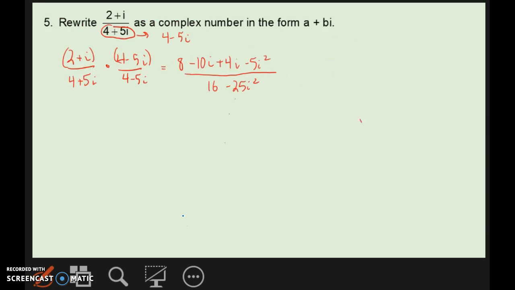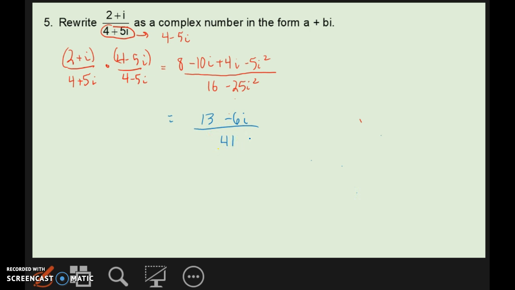The next thing I want to do is combine some like terms and see if I can simplify. So I know the i's together, -10 plus 4 is going to give me -6i. I have an 8 here and a -5i squared. So a -5i squared is going to turn into a +5, and the 8 gives me a 13. Divided by 16, and then minus 25i squared would be 16 plus 25, and so that's 41.